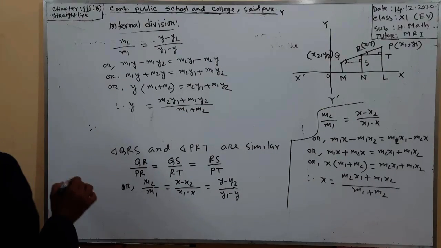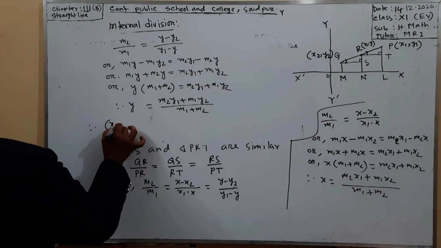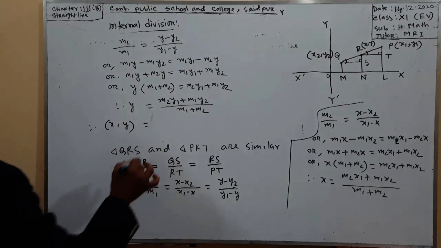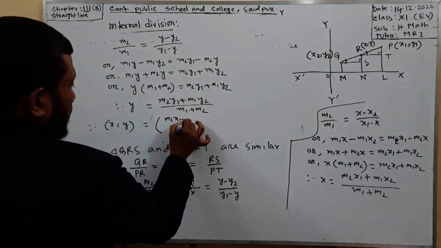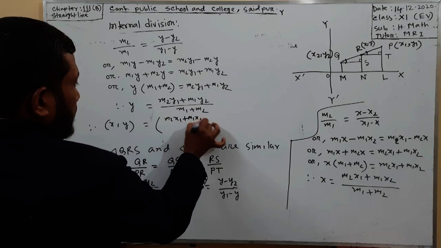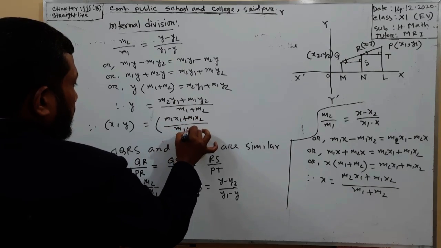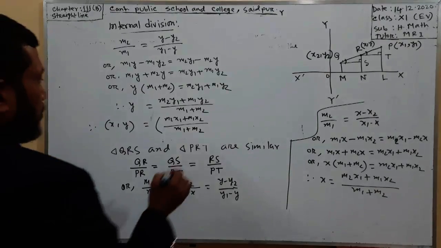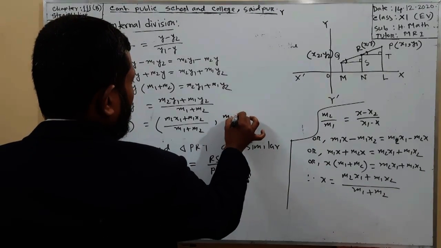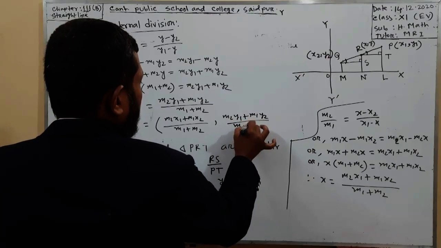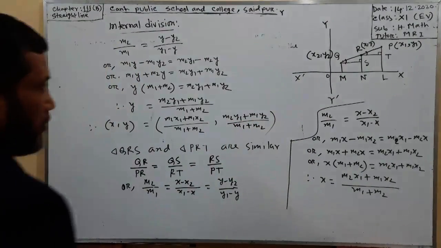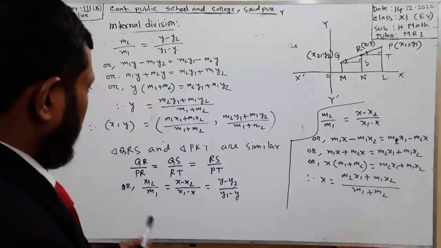For the coordinates of R (x, y), this will be (M2x1 plus M1x2) by (M1 plus M2), and (M2y1 plus M1y2) by (M1 plus M2). We got a formula.